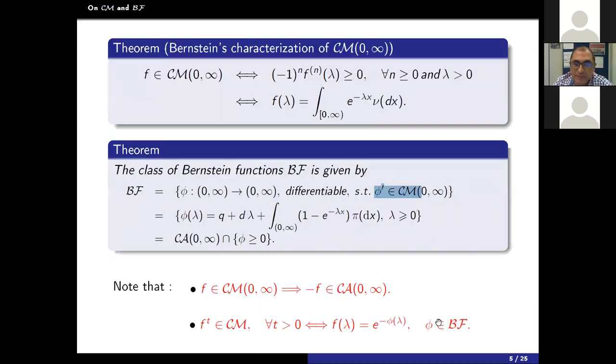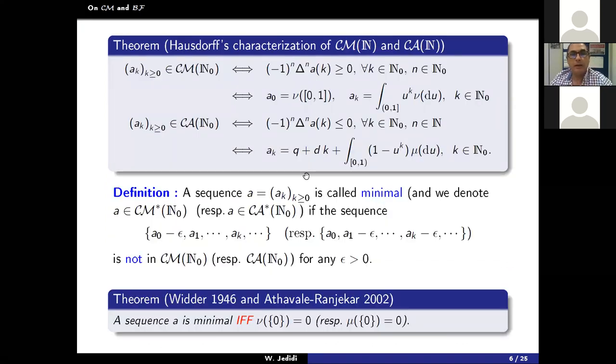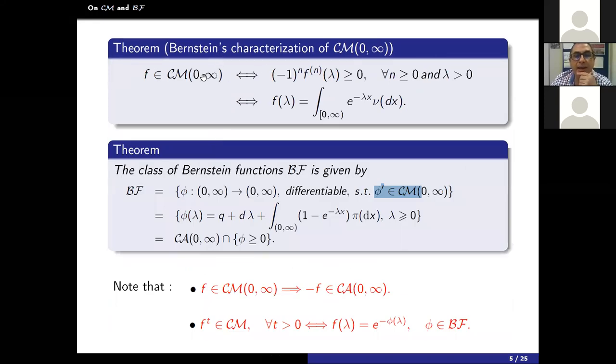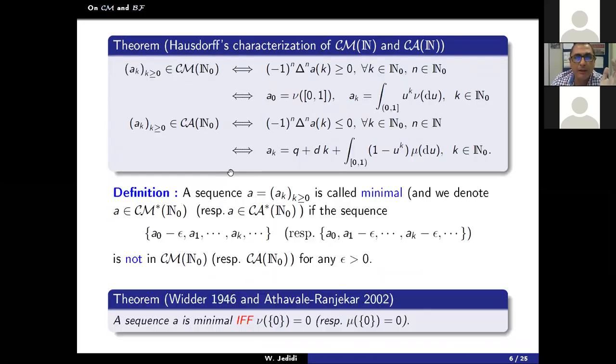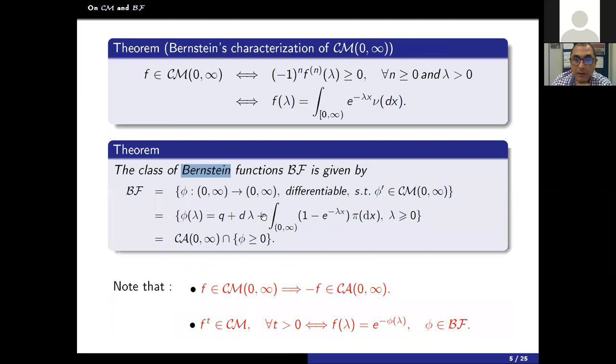This is very related to this. I already said that Bernstein characterized the class of completely monotone functions. And after this class was named after his name, the class of completely monotone sequences and alternating sequences were characterized by Hausdorff. Completely alternating sequences correspond to Mellin transforms of measures supported by 0/1. This is a very nice fact, and this shape is the counterpart of this one. Completely alternating sequences have also a shape, which is the counterpart of this one.